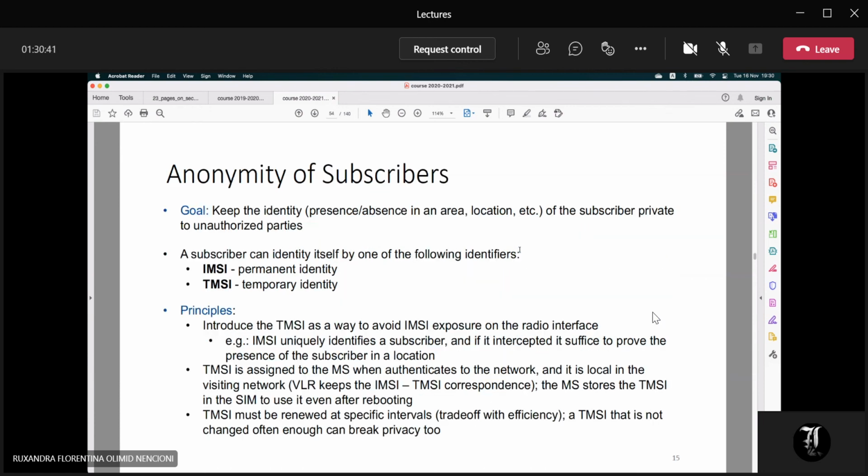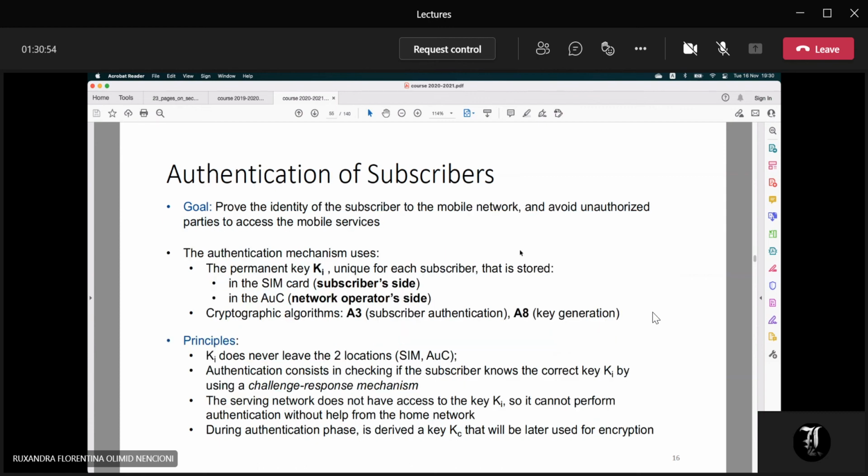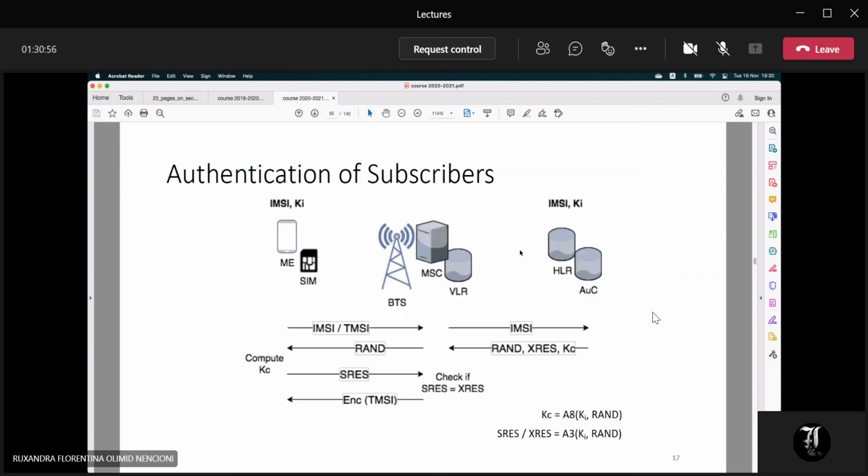And this is something we will see even in 4G and even in 5G. So it's something that moves over, and it gives me this anonymity of subscribers. Not fully, but it tries to improve it. And then how the authentication is taking place, this is something that we need to know.